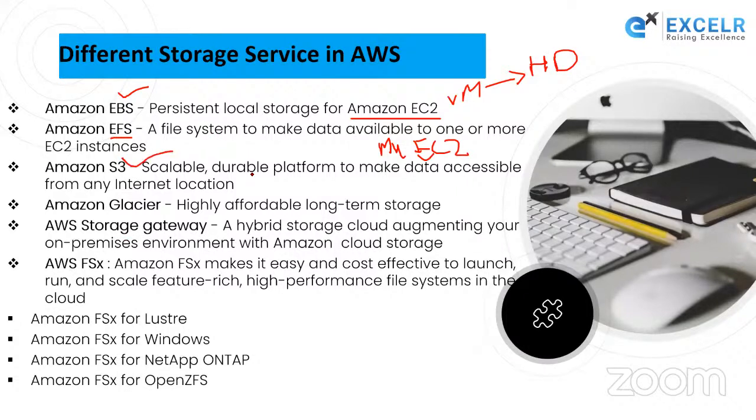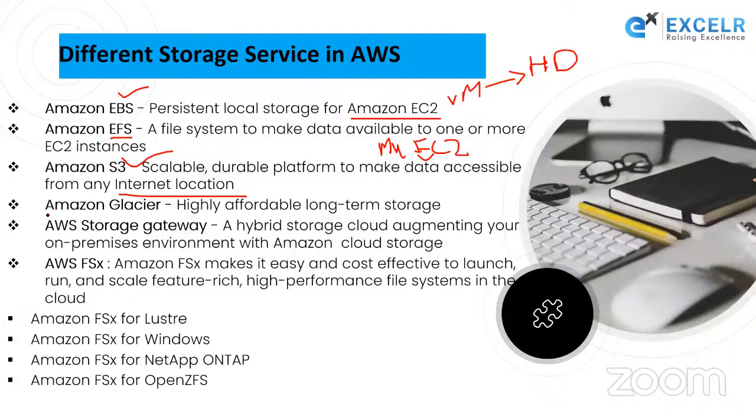Then you have a very popular one, which is called S3. It is a highly scalable, durable object storage service, which can be accessed from anywhere in the world by using a URL. Remember one thing, S3 is a public service, or this service is accessible outside of your VPC. We will see why it is outside of the VPC later on.